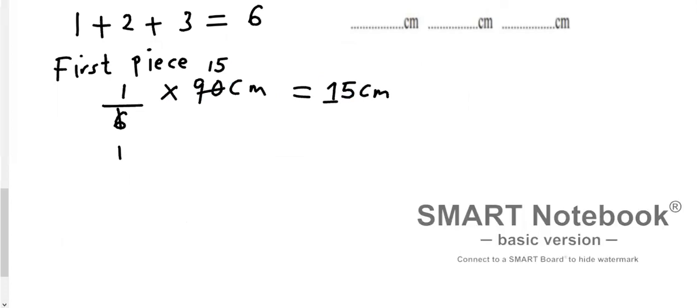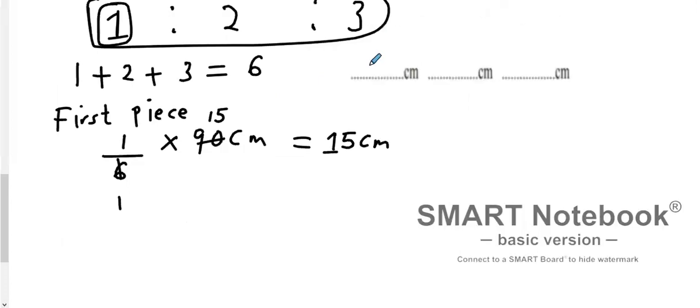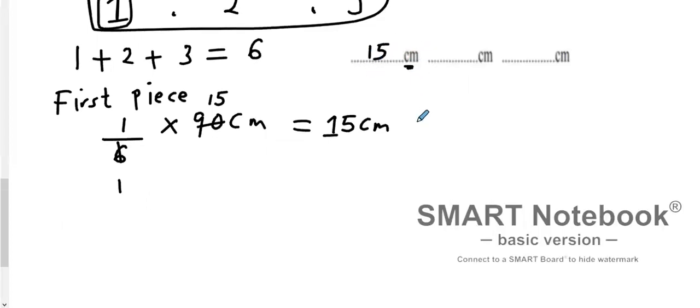Okay. So what we're going to write for the first piece here, you write 15. Don't write 15 centimeters because centimeter is already there. So what you write there is just a number, 15.